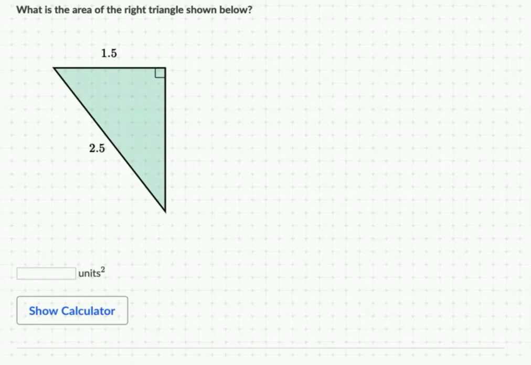Area is the other type of problem that we could ask you. And in this problem, they're asking for the area of the right triangle shown below. So we have the area of a triangle. The formula is length times width divided by 2, if you remember. Now keep in mind, length is how long your triangle is, and width is how wide your triangle is.